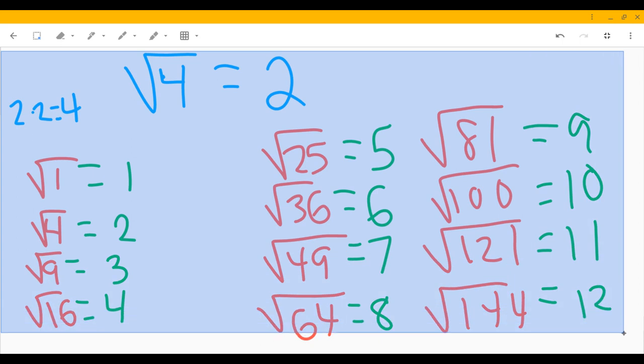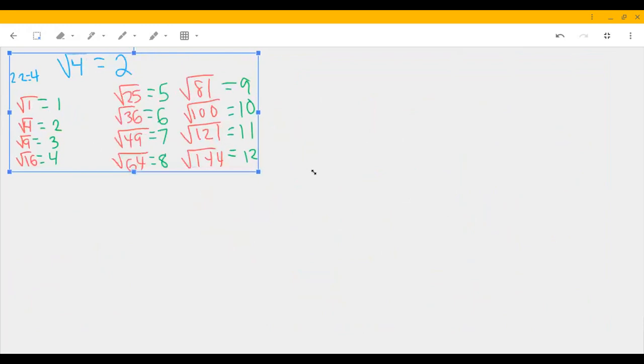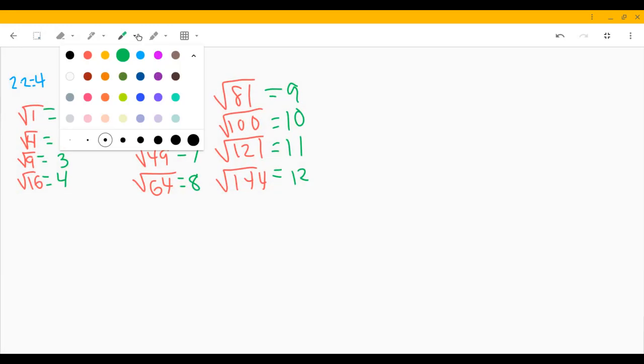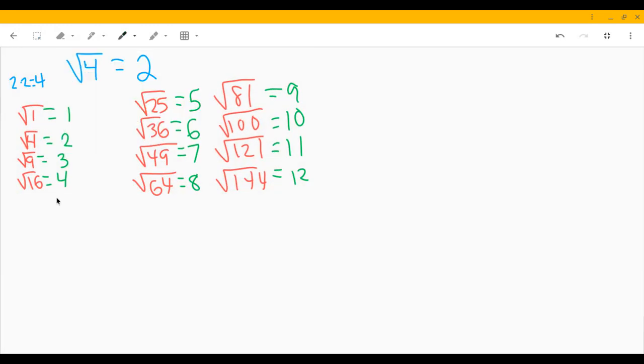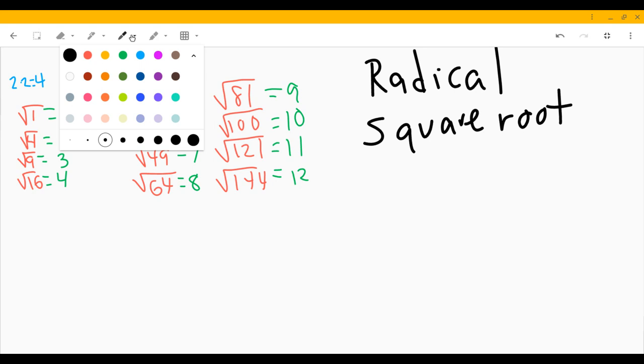So these are nice, clean, whole numbers that we get with these square roots or radicals. So you might see that word as well, radicals and square root. So these we should know right now. These are the nice clean square roots, the nice clean whole number radicals.